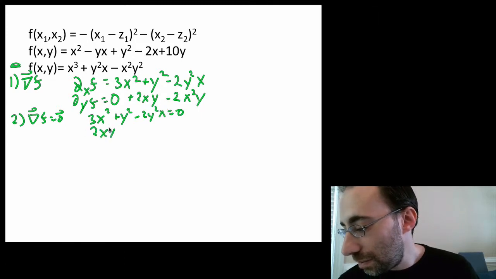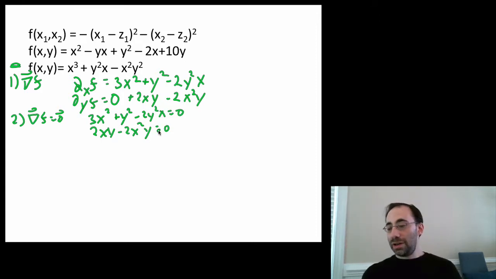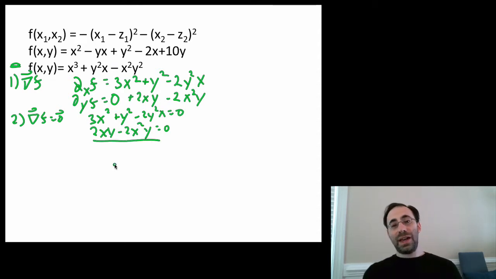And 2xy minus 2x squared y equals 0. Now, there are squares in here a whole bunch, so it's not going to be a nice easy linear equation. However, what we can do is use the second equation here to try to help us figure out more quickly what the answers possibly are.